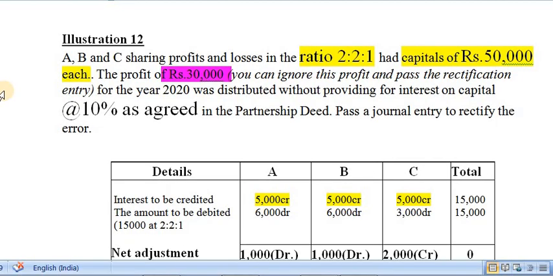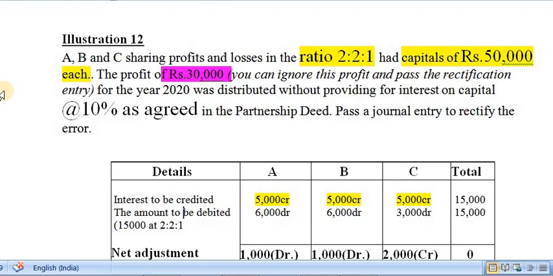And A, B, C should get 5,000 each, total 15,000. That 15,000 should come from A, B, C. Given to A, B, C, taken from A, B, C. See the two lines once again. A, B, C should get 5,000 each, that is interest on capital. It is taken from A, B, C, that is the profit already distributed.